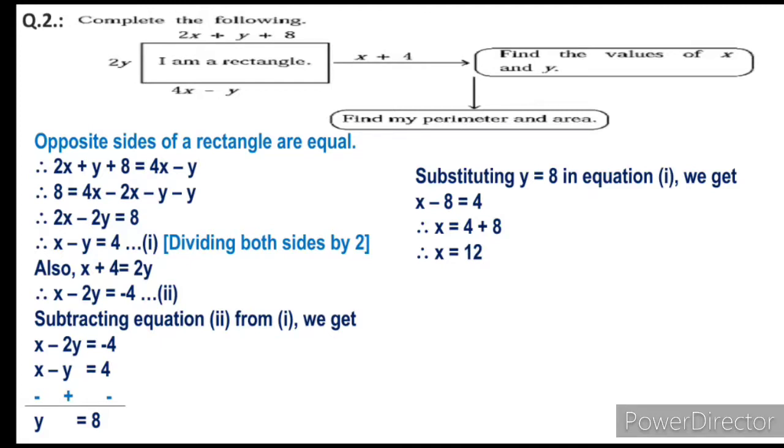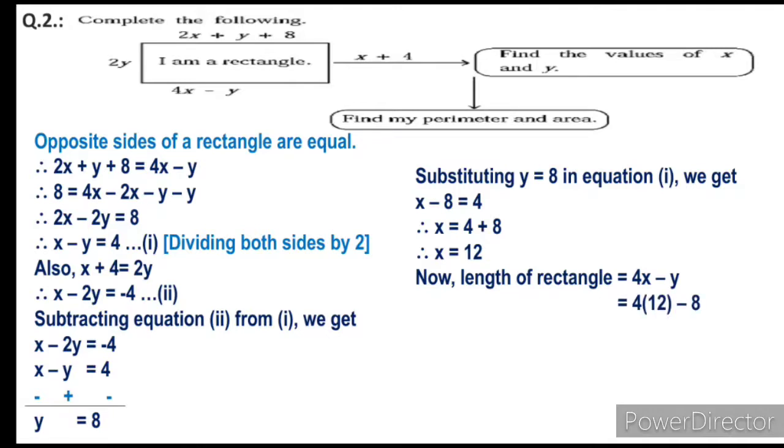Now to find the perimeter and area, we have formulas. Perimeter is 2 multiplied by L plus B, which means length plus breadth, and area is L into B. So to find perimeter or area, we should know the value of length and breadth. So let us find out what is length and what is breadth. Length of the rectangle is equal to 4x minus y. You can take 2x plus y plus 8 also, because you have both values of x and y.